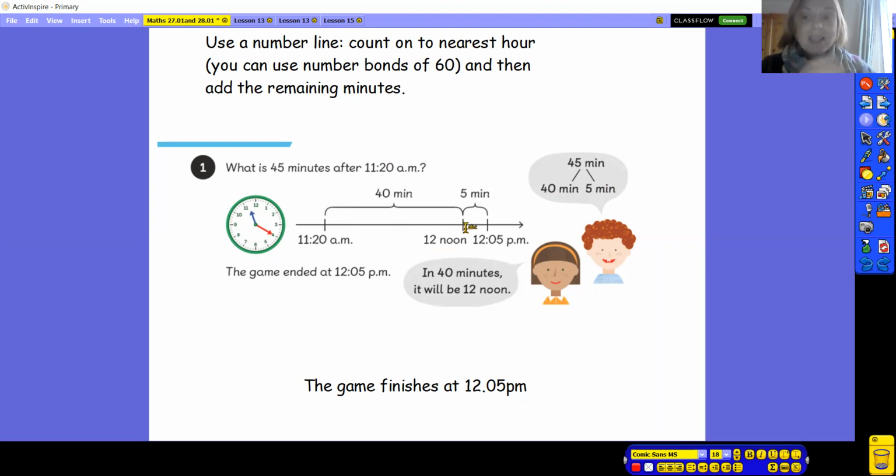Again, we do this because it's easier than jumping past the hour. So we know we've got to add 40 minutes. Now you could do this in little jumps. So you could go 5, 10, 15, just like we did on the clock. But because I know my number bonds, I'm going to do a big jump of 40.